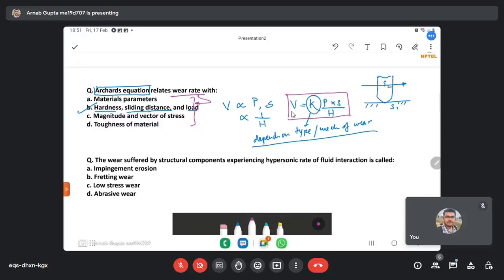So it's saying that the higher the sliding distance. So suppose it is sliding from say point 1 to point 2 in one case, and say from point 1 to point 3 in another case. So this is say S12, and this is say S13. You can see that S12 is greater than S13. So why do we say that if the sliding distance is more than the wear rate will be more? Why so?